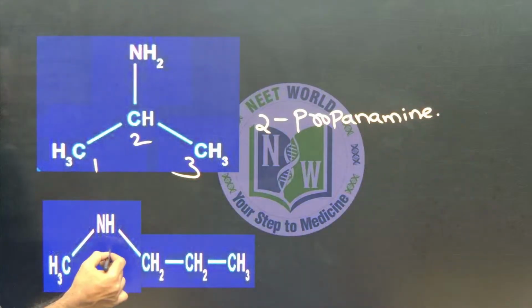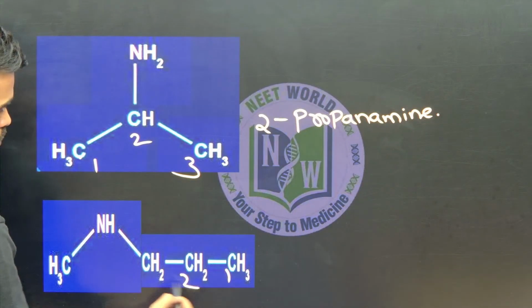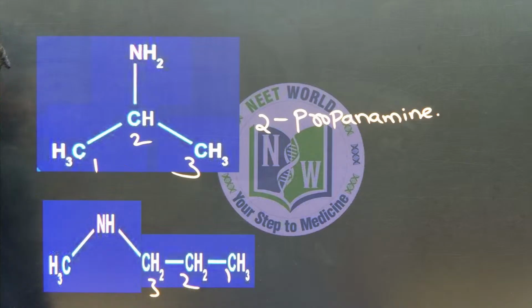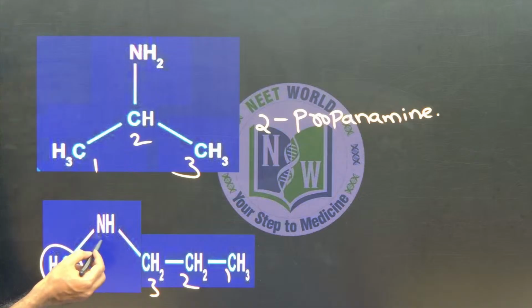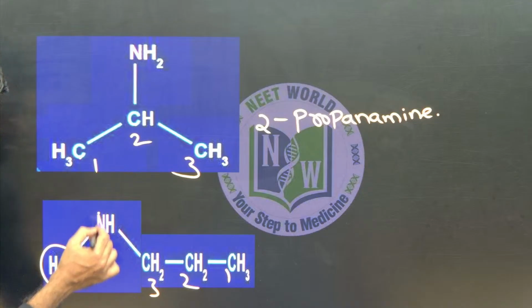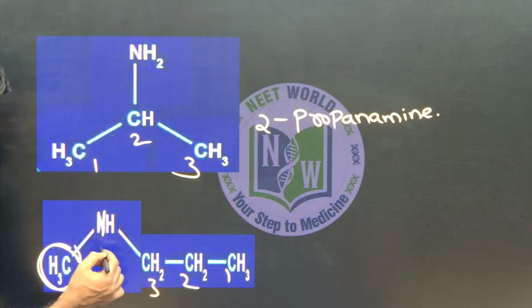And what about this? We have 1, 2, 3 carbons, so we have propyl, and on this side a methyl. So you can say N-methyl, like nitrogen only we have this methyl. This is called a secondary amine.